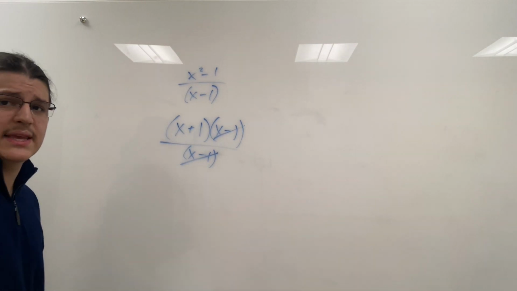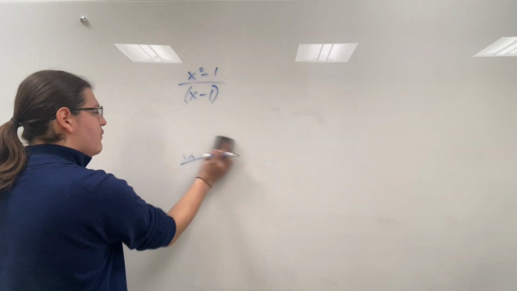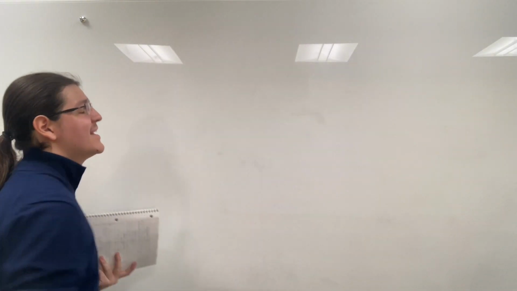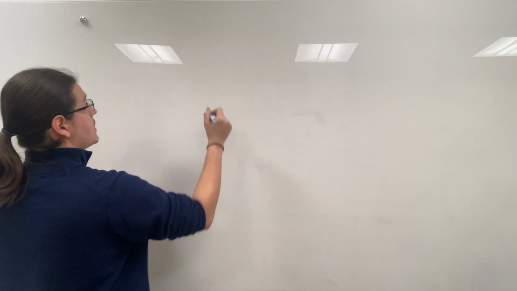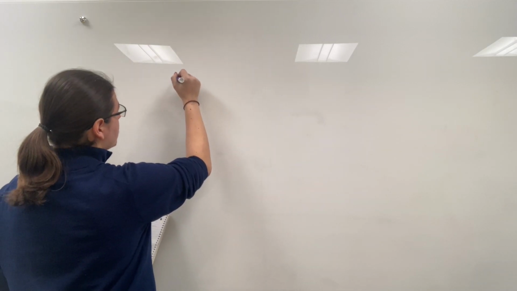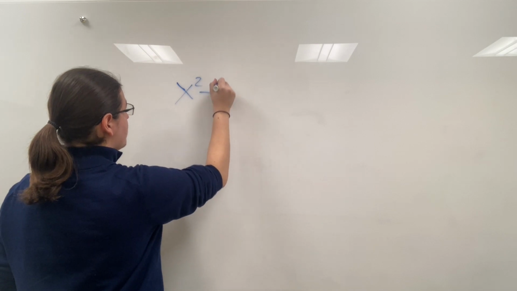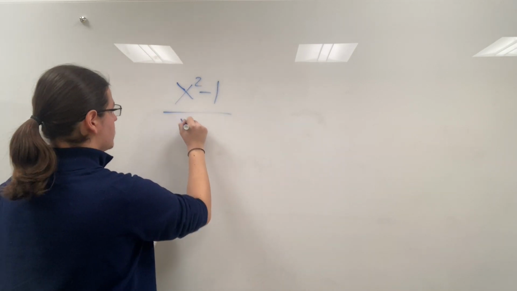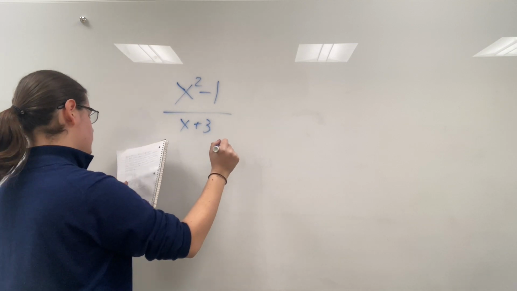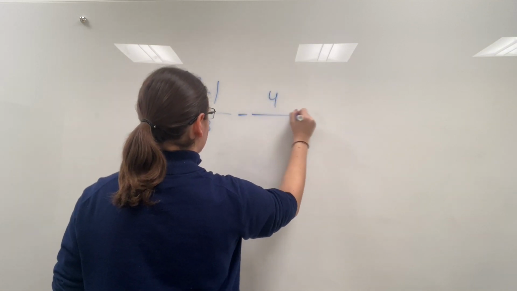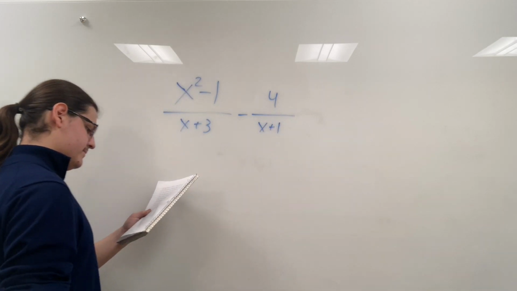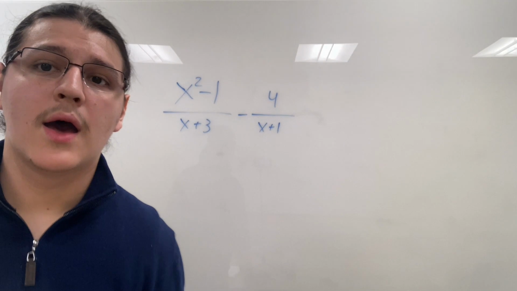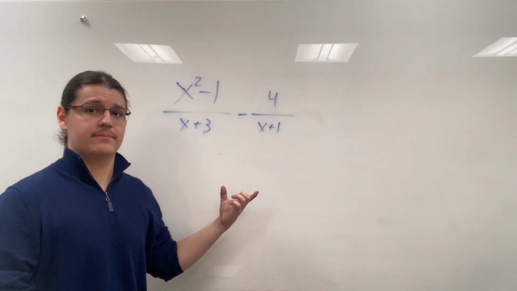But what if it wasn't that clean, right? What if I wanted to solve for x? What if we had a rational equation? What if we had something like x squared minus 1 over x plus 3 minus 4 over x plus 1? How can I combine these two together?